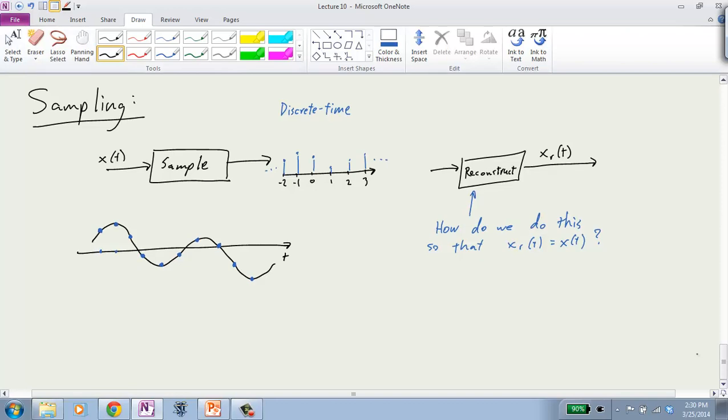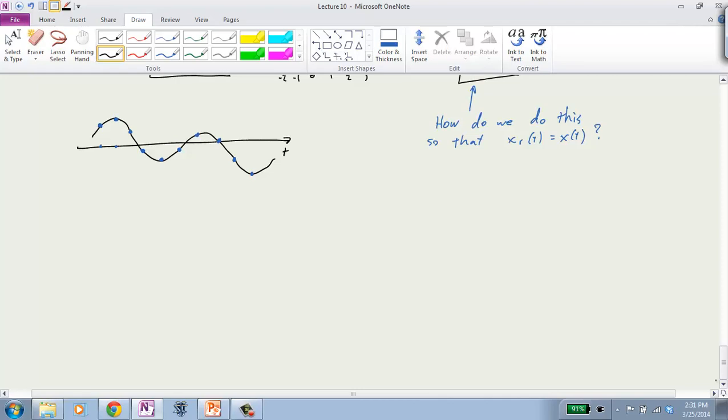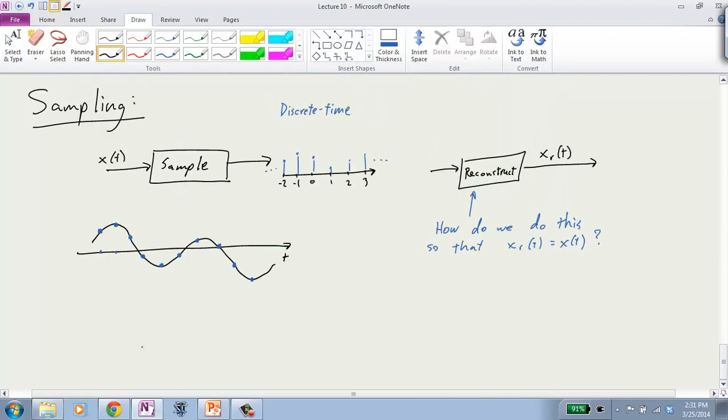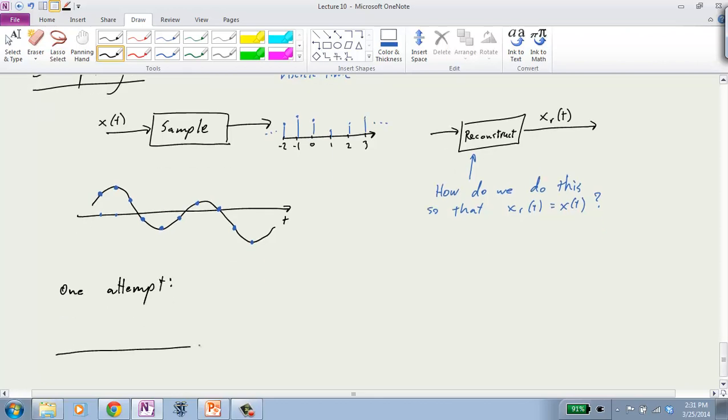If there are no assumptions, then no, we can't recover. But we'll find that there are some natural, simple assumptions that do allow us to recover. I found it surprising when I first learned it. I hope you do too. So let's just talk about reconstructing from these samples for a minute. Let's attempt to reconstruct.